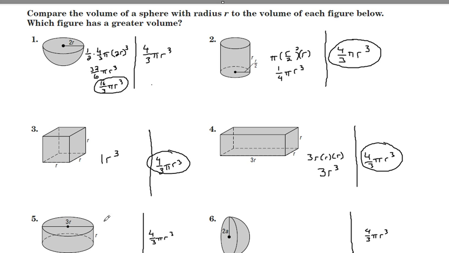Number 5, looks like we have a cylinder again. Cylinder has a diameter of 3r. That means the radius would be 3/2 times r. Now volume of a cylinder, pi radius squared times the height, and the height happens to be another r here, but inside here we have 3r over 2, and I'm squaring that to get 9/4. Still have pi, and then r to the third, r squared times r. And 9/4 times pi compared to 4/3 times pi, the cylinder, it does win. It is a bigger value.